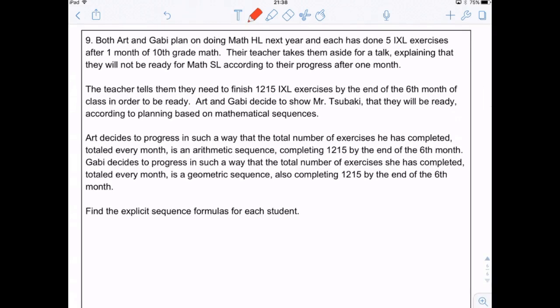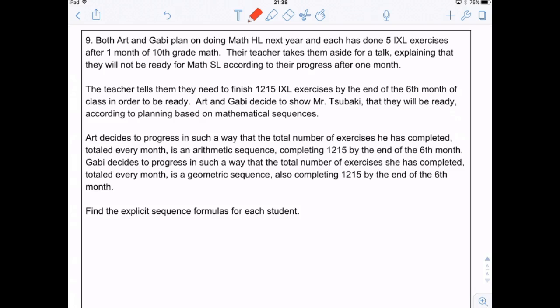Both Art and Gabby plan on doing Math HL next year, and each has done 5 IXL exercises after 1 month of 10th grade math. Their teacher takes them aside for a talk, explaining that they will not be ready for Math SL according to their progress after 1 month. The teacher tells them they need to finish 1,215 IXL exercises by the end of the 6th month of class in order to be ready.